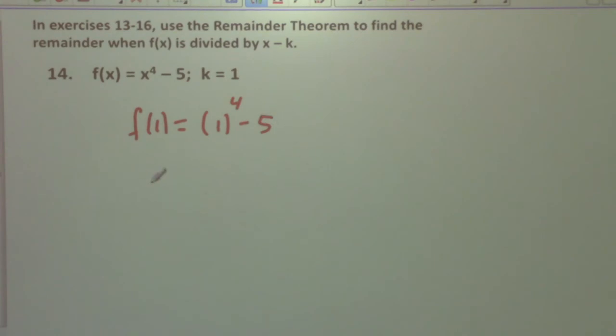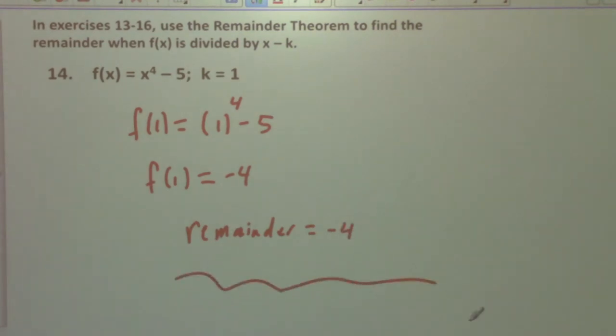So what do we get for that? So remainder equals -4. Okay? Right? So not too tough, right? One of the easier things we've done in class this year. Okay. Next.